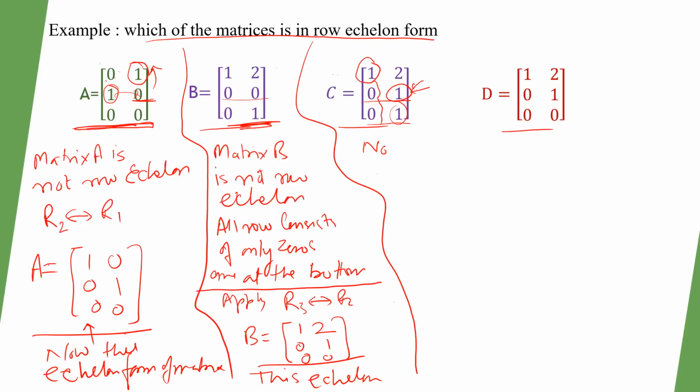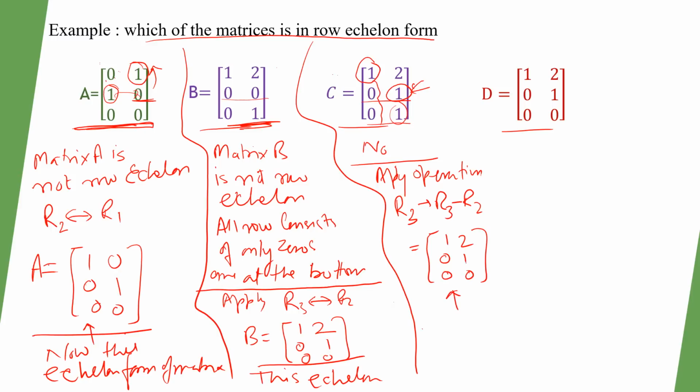So to make that matrix into echelon form, we apply the operation R3 minus R2. So the matrix C becomes 1 2 0 1 0 0. Now this is echelon form.